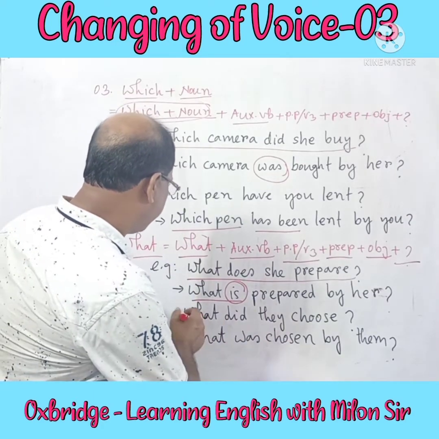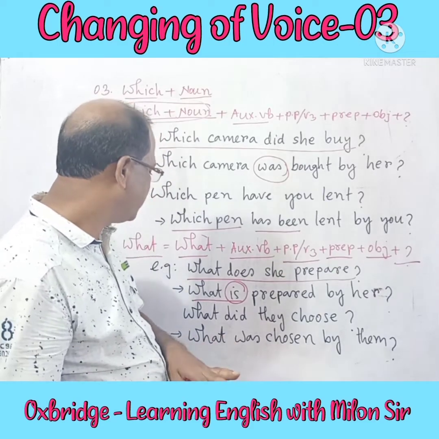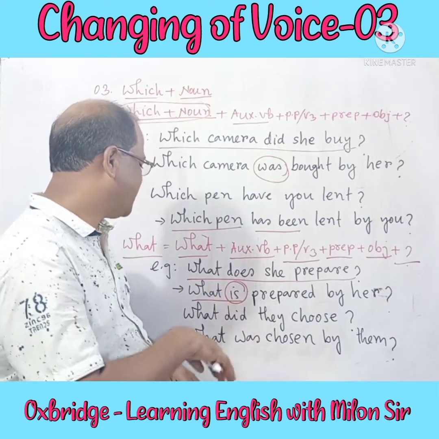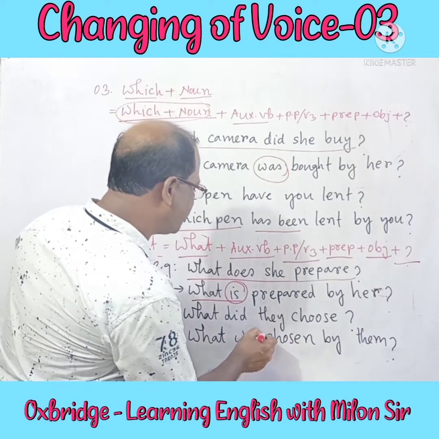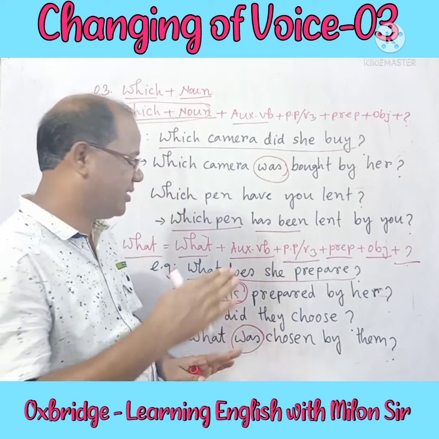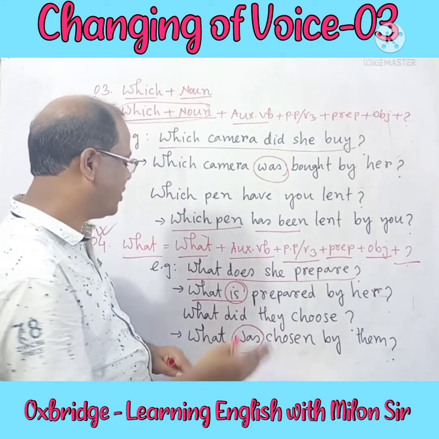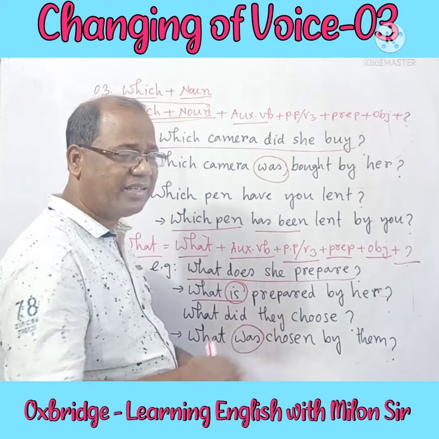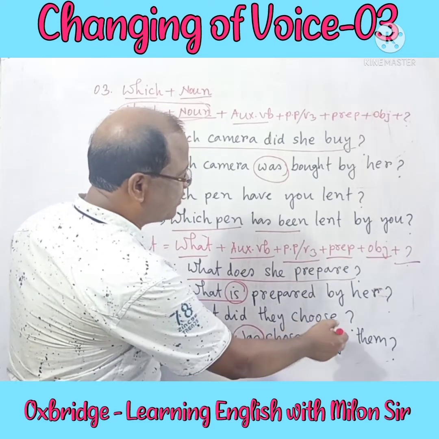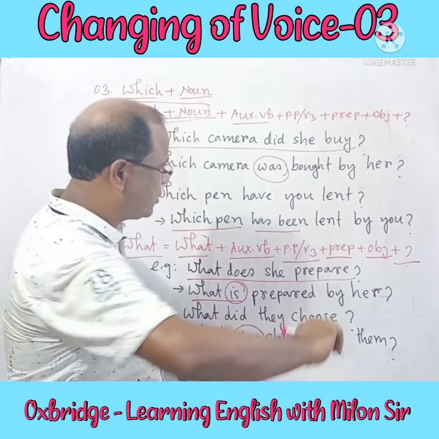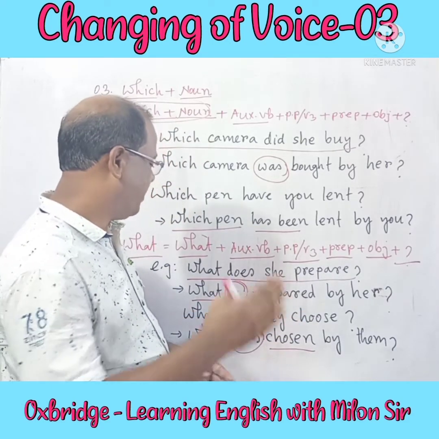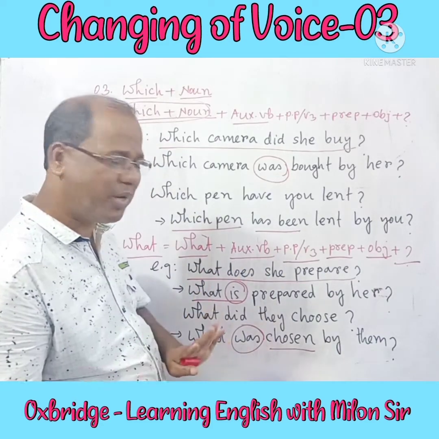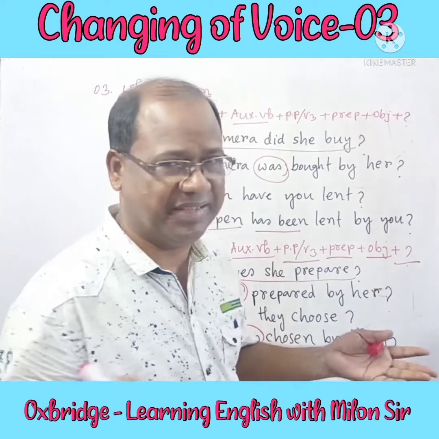Then the next one: what did they choose? The sentence is given in the past simple, so we have to use was or were as an auxiliary verb. So after what we have to choose was. So, what was chosen by them? And mind it, the past participle form of choose is chosen. So the passive form of the sentence what did they choose is: what was chosen by them?